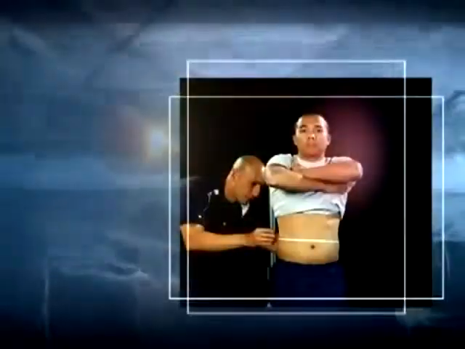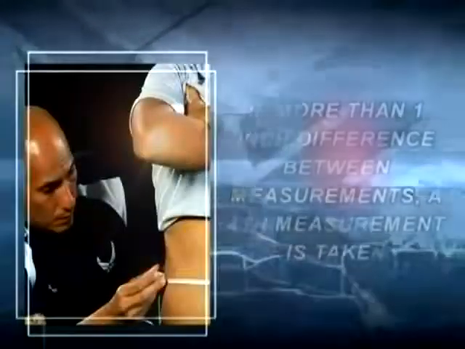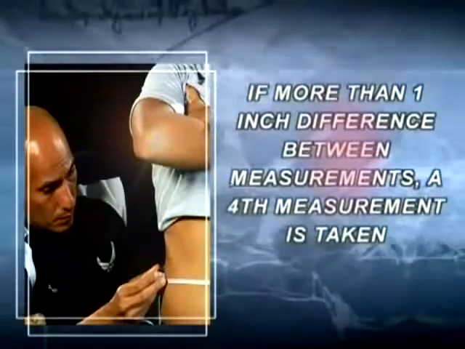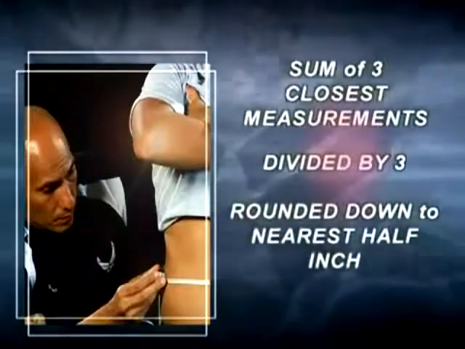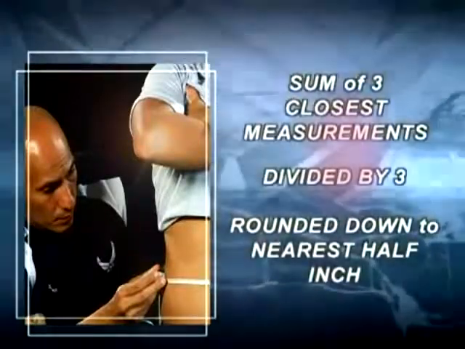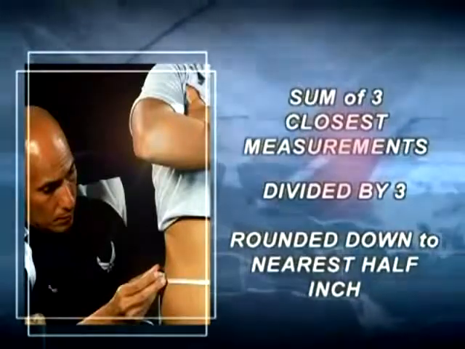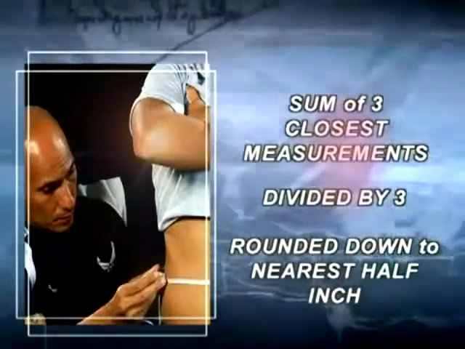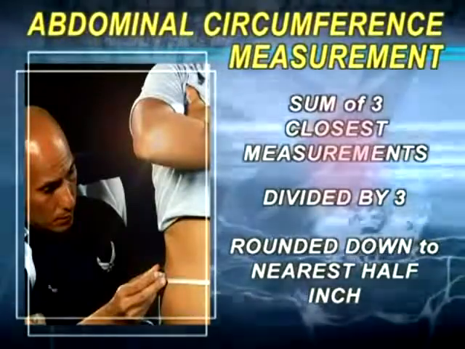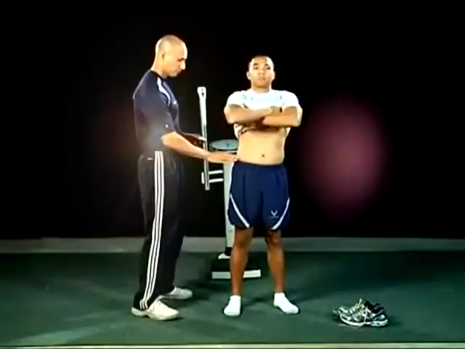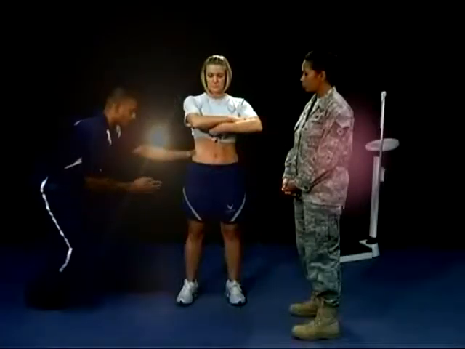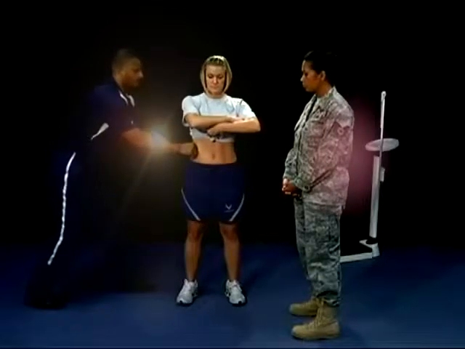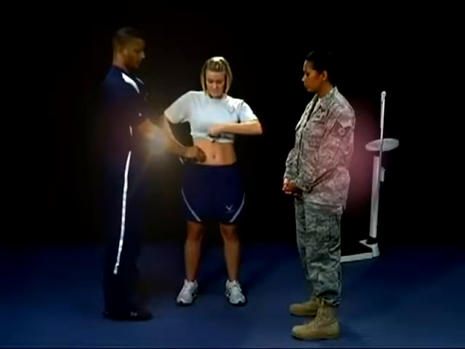The measurement will be taken and recorded 3 times, rounding down to the nearest half inch. If there is more than 1 inch difference between the measurements, a 4th measurement will be taken. Then the sum of the 3 closest measurements is divided by 3 and rounded down to the nearest half inch. This value will be recorded as your abdominal circumference measurement. Assessors conducting this measurement should be the same gender as the member. When an assessor of the same gender is not available, an observer of the same gender must be present.